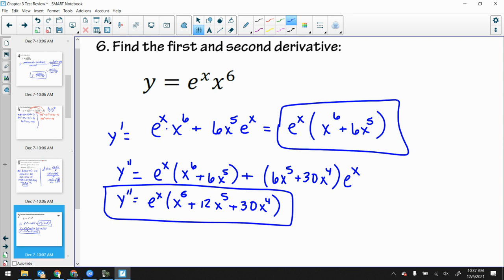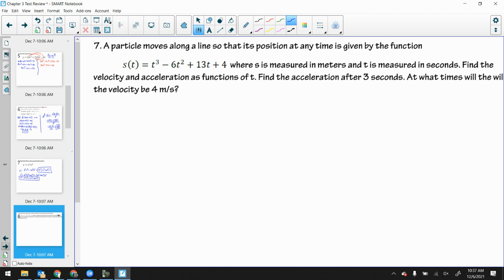All right, let's do number 7. Now that Mr. Harbaugh is back. A particle moves along a line so that the position at any time is given by the function s of t equal to t to the 3rd minus 6t squared plus 13t plus 4. So s is position, measured in meters. t is measured in seconds. Find the velocity and acceleration as functions of t.